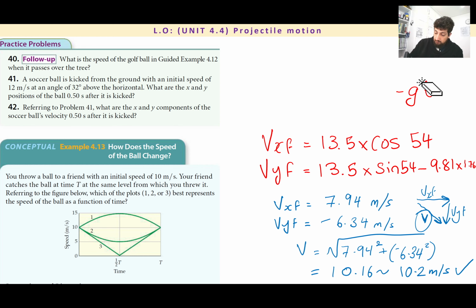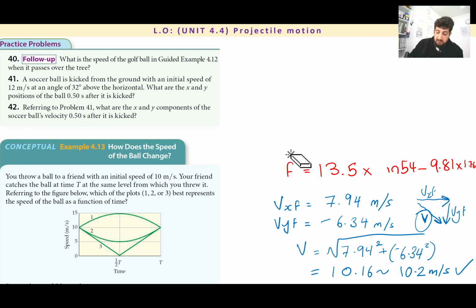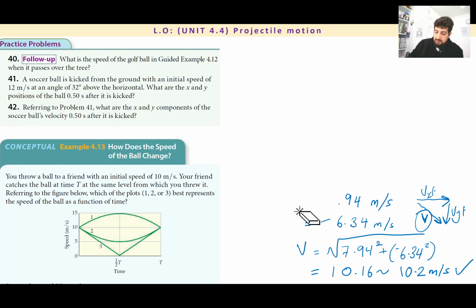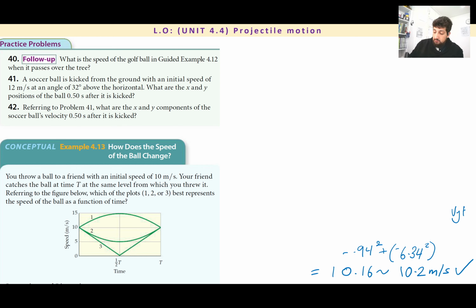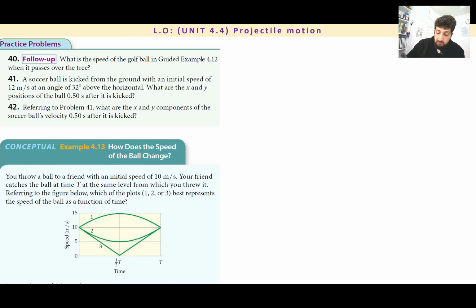Okay, just bear with me. So question 41 says a soccer ball, football, is being, what's happening to it? It's being kicked. And that's another classic projectile motion question. So it's being kicked from the ground with a speed of 12 meters per second, which is not unusual. Okay, so let's have a look. I'm going to picture the problem.